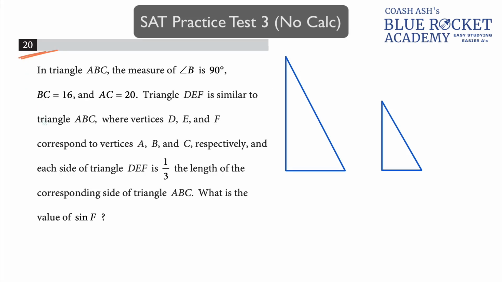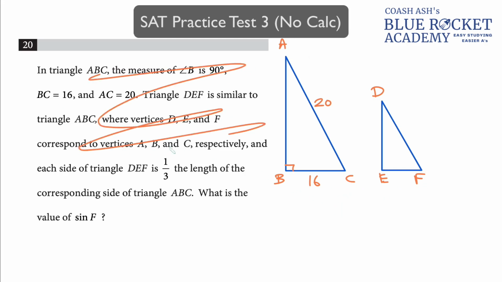Okay, last question on the no calculator section of the SAT. So how do you solve this? In triangle ABC, so we just mark this ABC here. Remember, you always want to draw it out. B is 90, so this is 90 here. BC is 16, so this is 16. AC is 20 here. This is the hypotenuse, obviously. And DEF is similar to ABC, so I've written it over here, DEF. Okay, and then it corresponds, which means D goes to A, right? D goes to A here, E goes to B, and F goes to C. Now we've got all of this information. We don't even need any of this anymore.